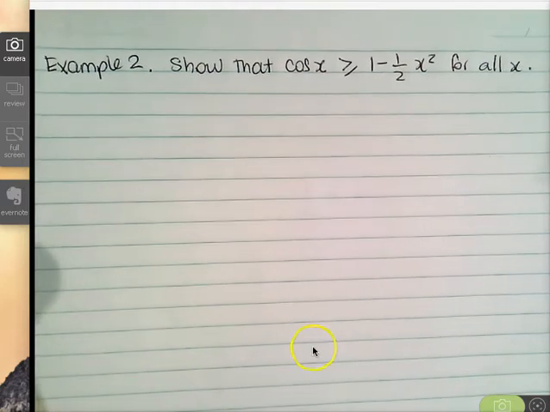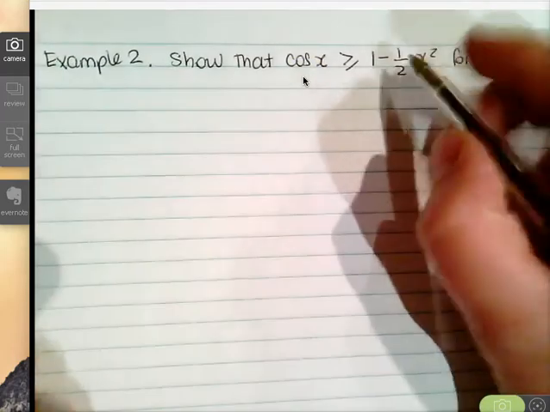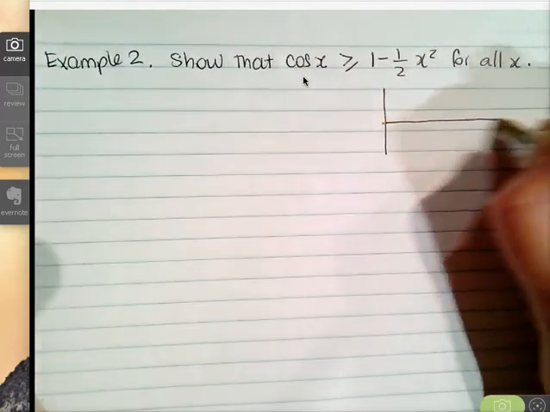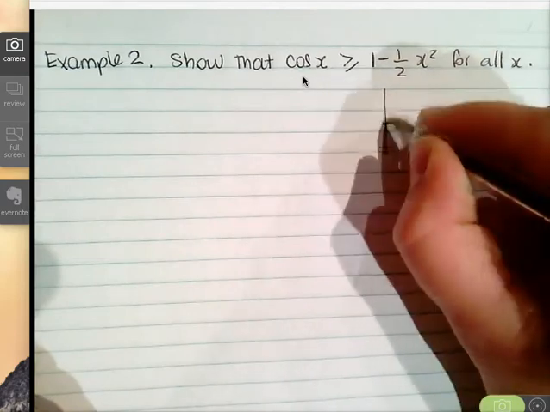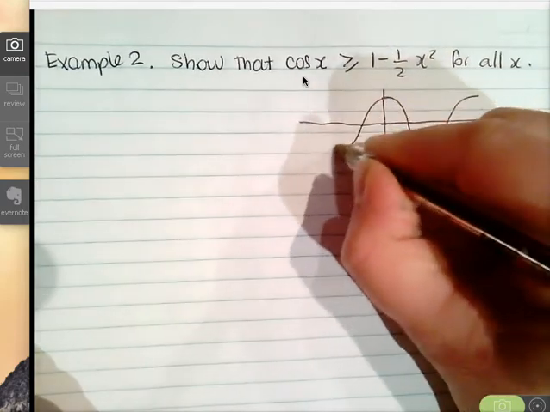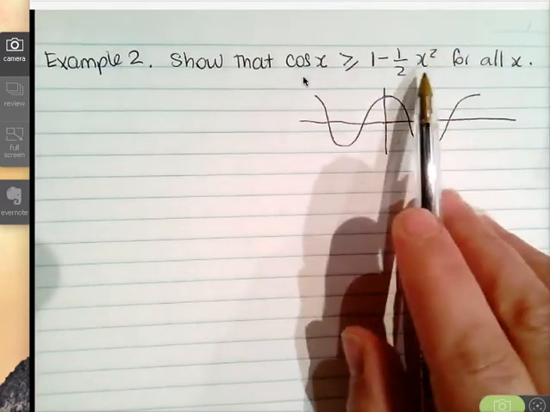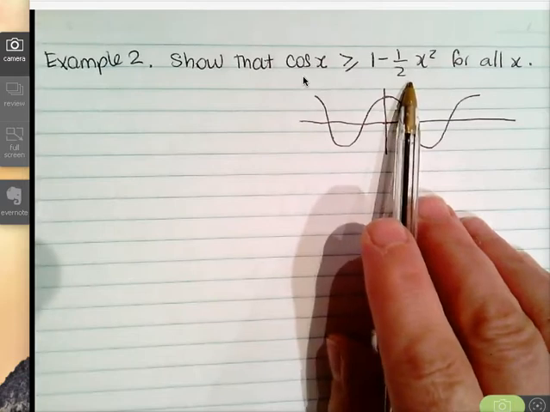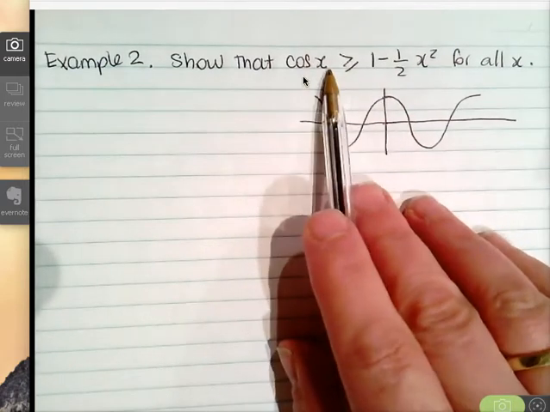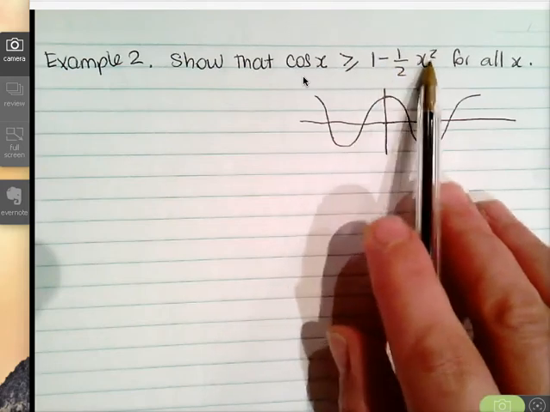I'm going to go into Desmos again and quickly sketch this. But we could actually sketch it here ourselves. I can try a quick sketch here. If we've got cos x, we know cos x looks something like this, and we've got this 1 minus a half x squared. Now this is a concave down parabola, so we've got two functions here, y equals cos x and y equals 1 minus a half x squared.